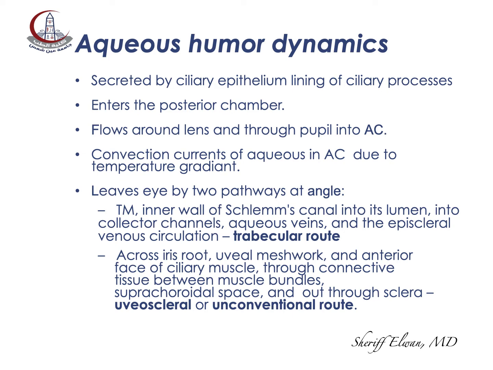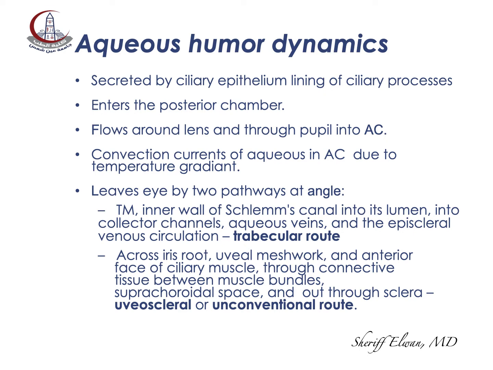Describe the dynamics of aqueous humor, that is, the circulation of the aqueous humor. It is secreted by the ciliary epithelium that lines the ciliary processes. It enters into the posterior chamber, flows around the lens and through the pupil into the anterior chamber, and there are convection currents of aqueous occurring all the time in the anterior chamber due to temperature gradient.